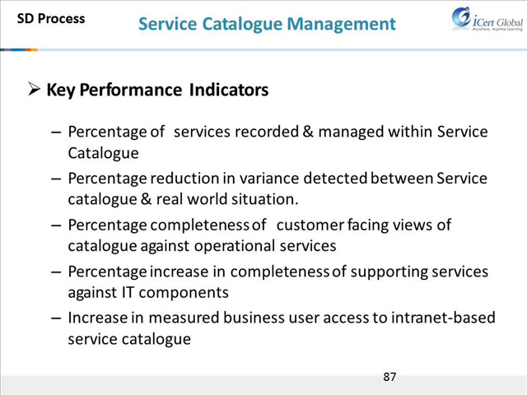Key performance indicators include percentage of services recorded and managed within service catalog, percentage reduction in variance detected between service catalog and real-world situation, percentage completeness of customer-facing views of catalog against operational services, percentage increase in completeness of supporting services against IT components, increase in measured business user access to Internet-based service catalog.